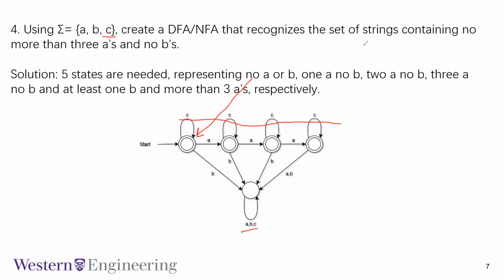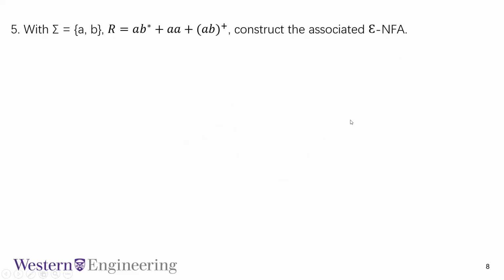Any other questions? If no, let's move to question 5. This question requires you to look at a language over the alphabet A and B represented by this regular expression. You need to construct the associated epsilon NFA. I'll give you 10 minutes for solving it.